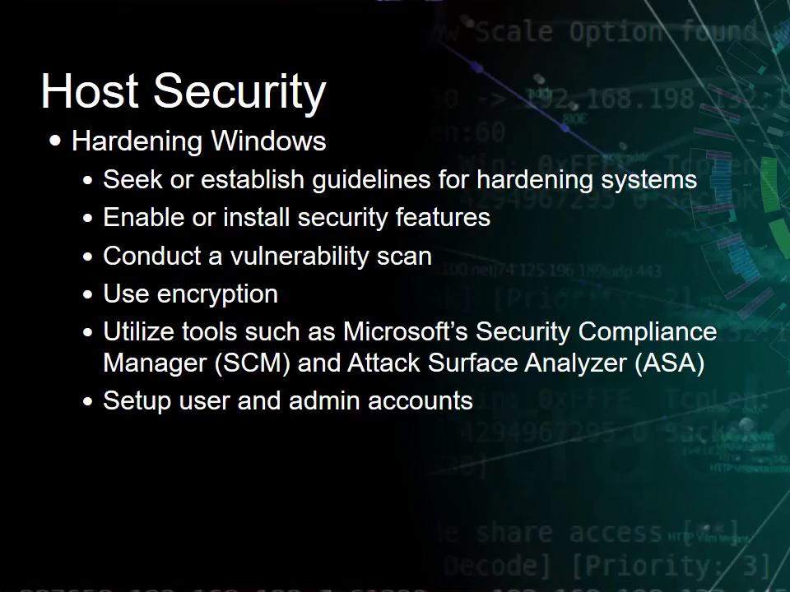Now, hardening Windows itself, you want to seek or establish guidelines for hardening the system. So things such as STIGs, there's plenty of open source ones out there that you can download for a checklist of things you can do to harden a system. Enable or install security features, so make sure things like the Windows Firewall, antivirus, and Windows Defender are turned on. Conduct a vulnerability scan, so you'll use a product like OpenVAS or Nessus to scan the system to ensure that all the vulnerabilities on there have been locked down, turned off, or patched.